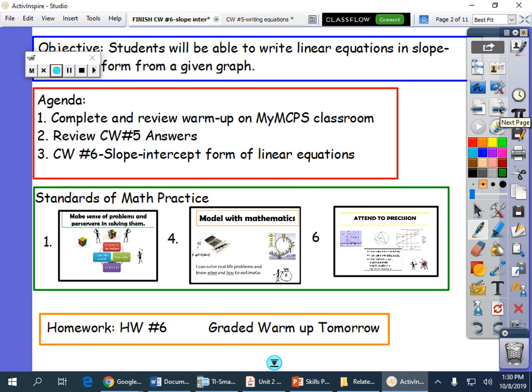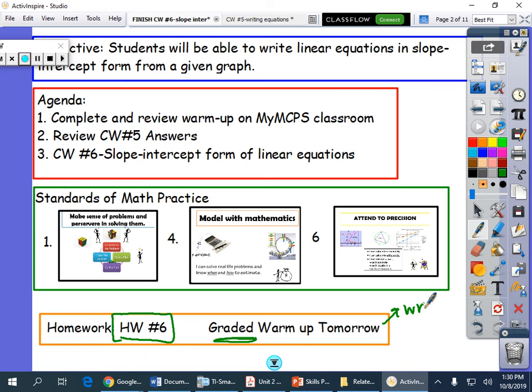You guys will be able to write linear equations in slope-intercept form from a given graph, a little bit just like we did yesterday. Homework tonight is to complete homework 6. That is in your packet, and don't forget that you have a graded warm-up tomorrow. It's going to be on writing an equation in slope-intercept form. Also, I'm going to make sure that you can graph a line or two, and make sure that you can calculate slope, either using rise over run or using the y2 minus y1 over x2 minus x1.